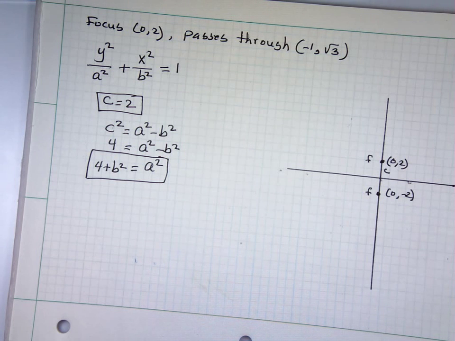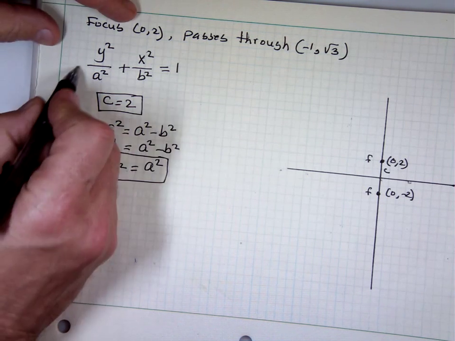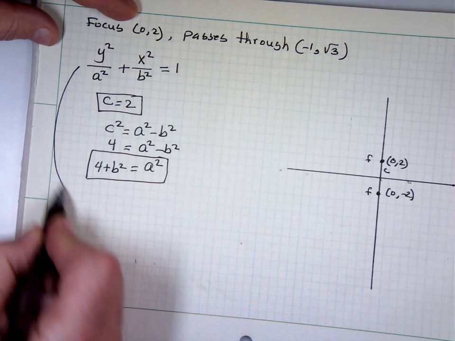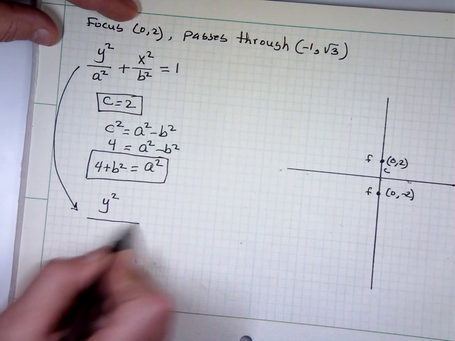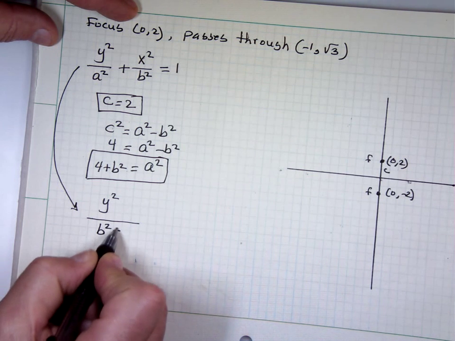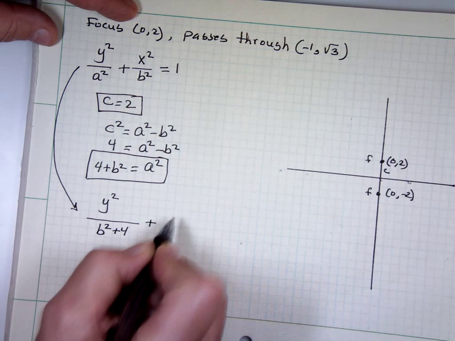If I know a, I can find b. How am I going to find a or b? Substitute the a squared with 4 plus b squared in this one? I like that idea. Go ahead. I'm for that idea. But how is that going to help me?